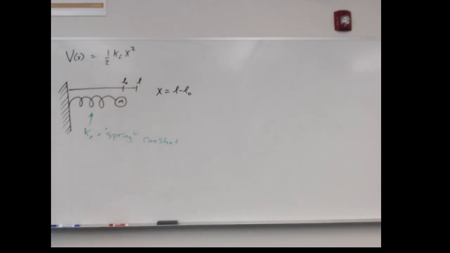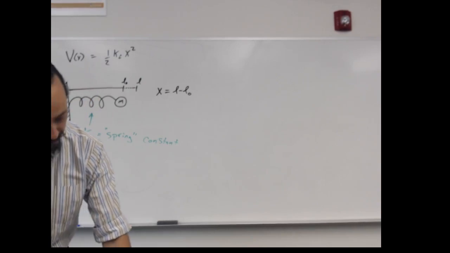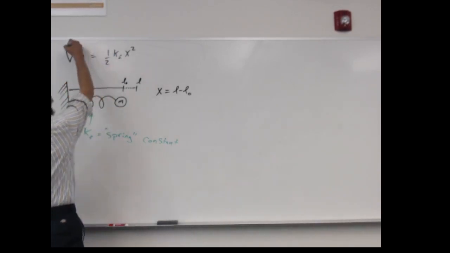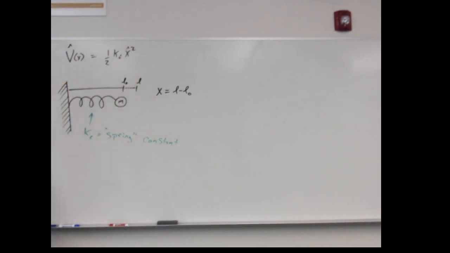This is in classical terms. This is how we do it classically. If we wanted to do this quantum mechanically, we just turn this V into a V hat. We turn this x squared into an x hat squared. And now it's our quantum operator for harmonic oscillation.